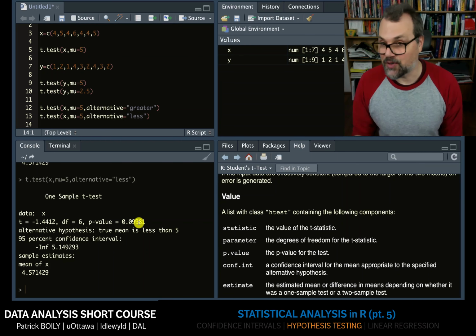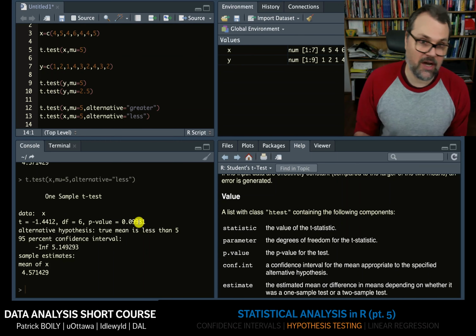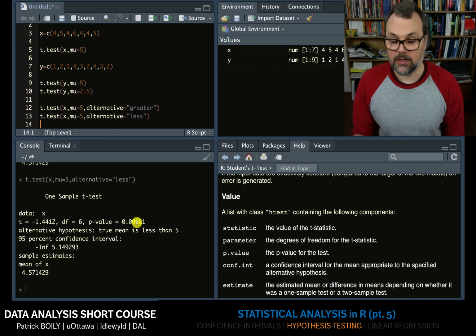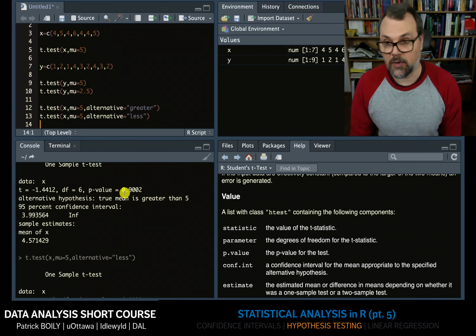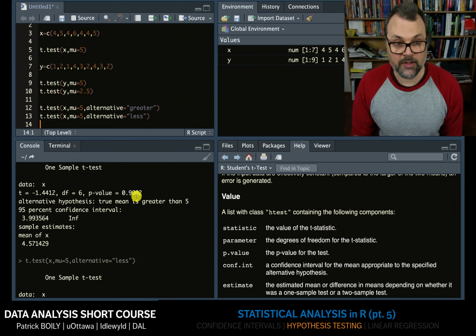And so at the 5% confidence level and the 1% confidence level, we cannot reject the null hypothesis that the true mean is actually 5. But the p-value, 10%, is much smaller than the p-value for the greater than 5 alternative, which was 90%.